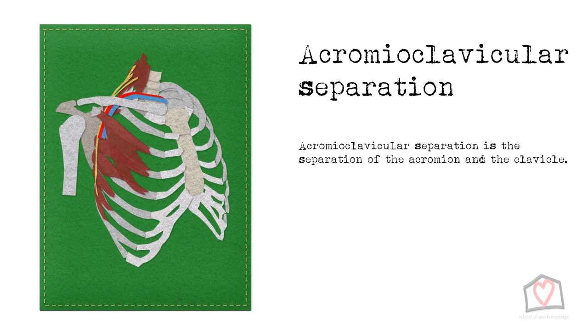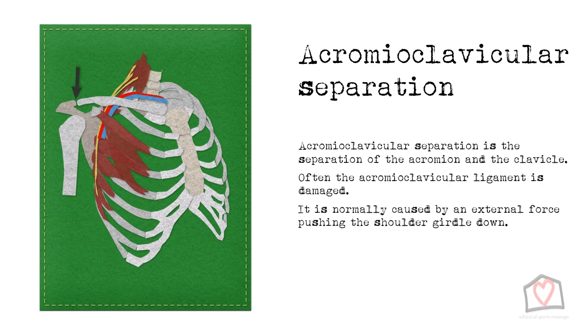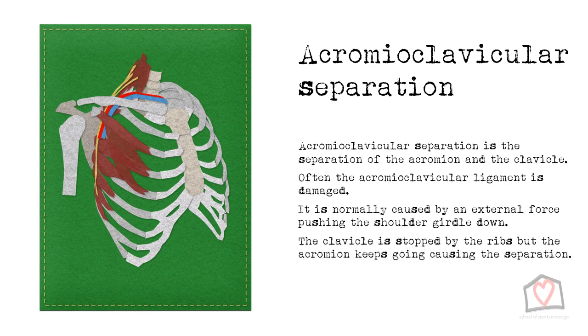Acromioclavicular separation is what it says it is. It's the separation of the acromion and the clavicula. Often the acromioclavicular ligament will be damaged. It is normally caused by an extrinsic force pushing the shoulder girdle down. The clavicle is stopped by the ribs, but the acromion keeps going, causing the separation.